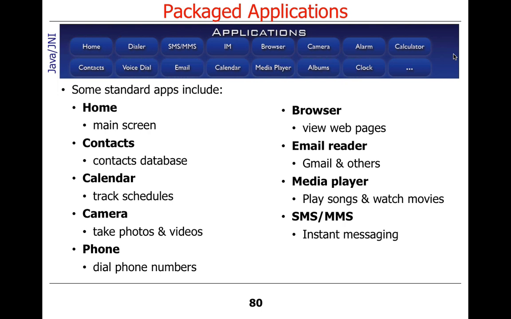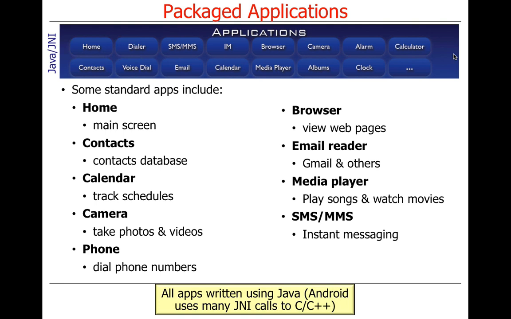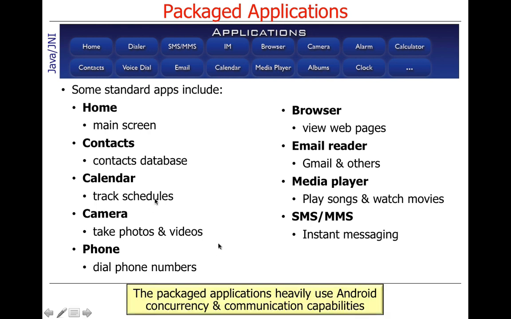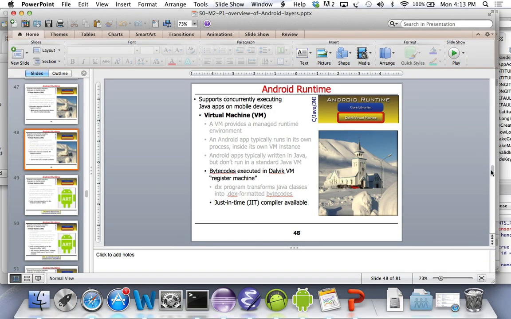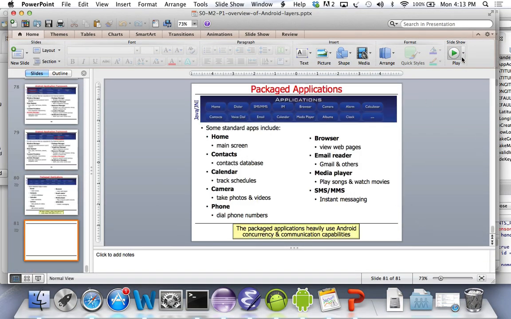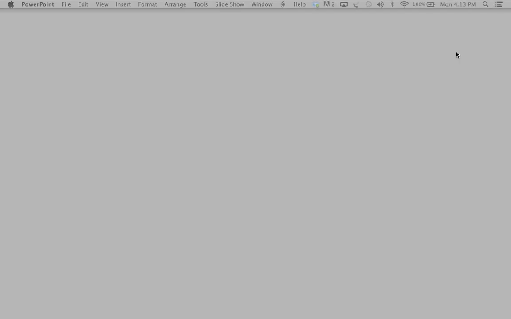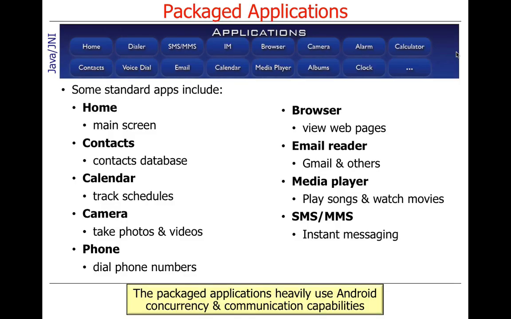And then the final piece of the puzzle for the Android distribution are the applications that come packaged with the system. So some of the standard ones that come packaged are the ones here. They're written typically using Java with JNI calls, of course, used to implement the stuff under the hood. Here are some of the examples. Oh, and by the way, the packaged applications that you get with Android use the concurrency and communication mechanisms very heavily.